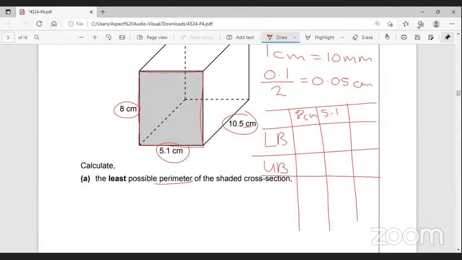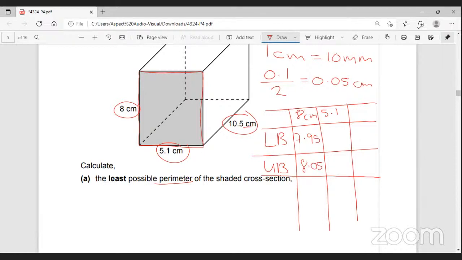Okay. So if we subtract 0.05 from that, what are we going to have? 7.95. And then if we add 0.05 to that, you get what? 8 point... oh, sorry. The upper bound is going to be 8.05.